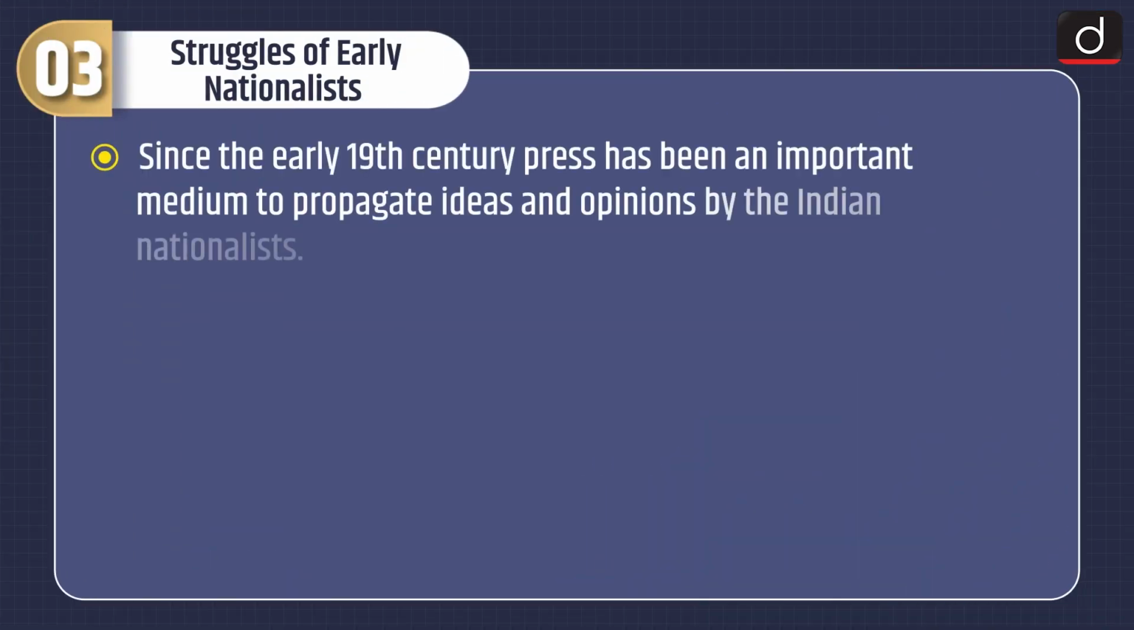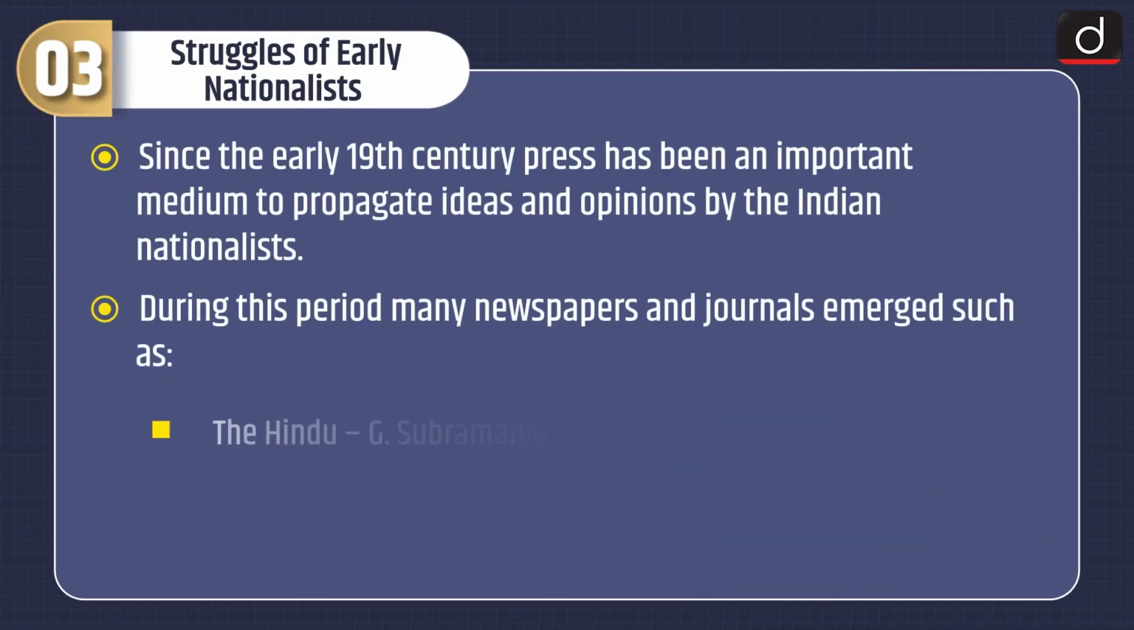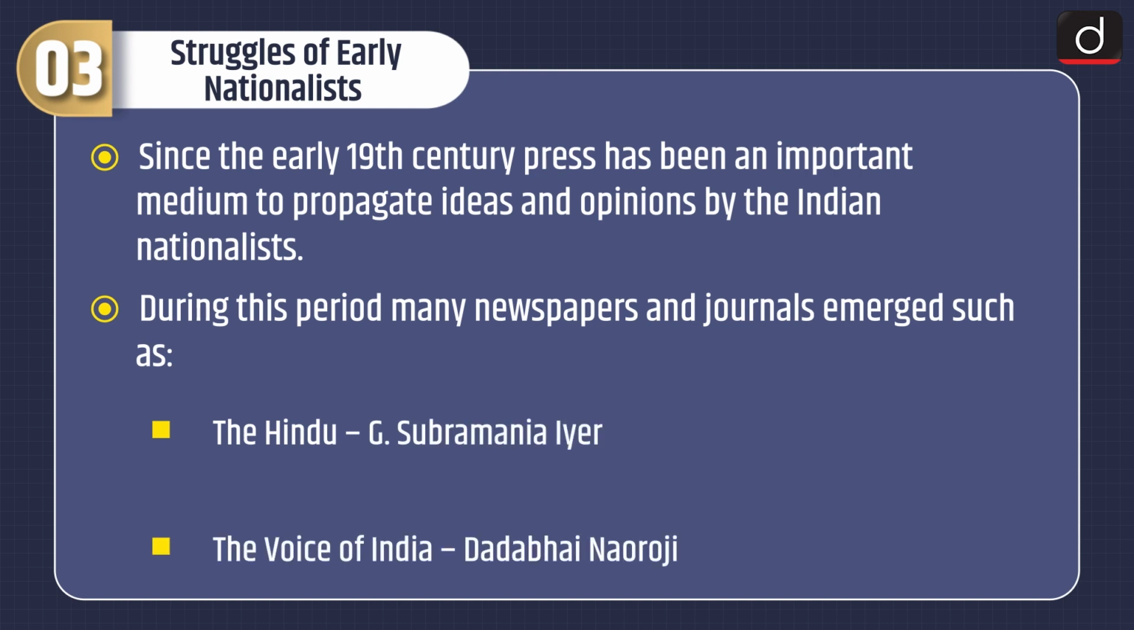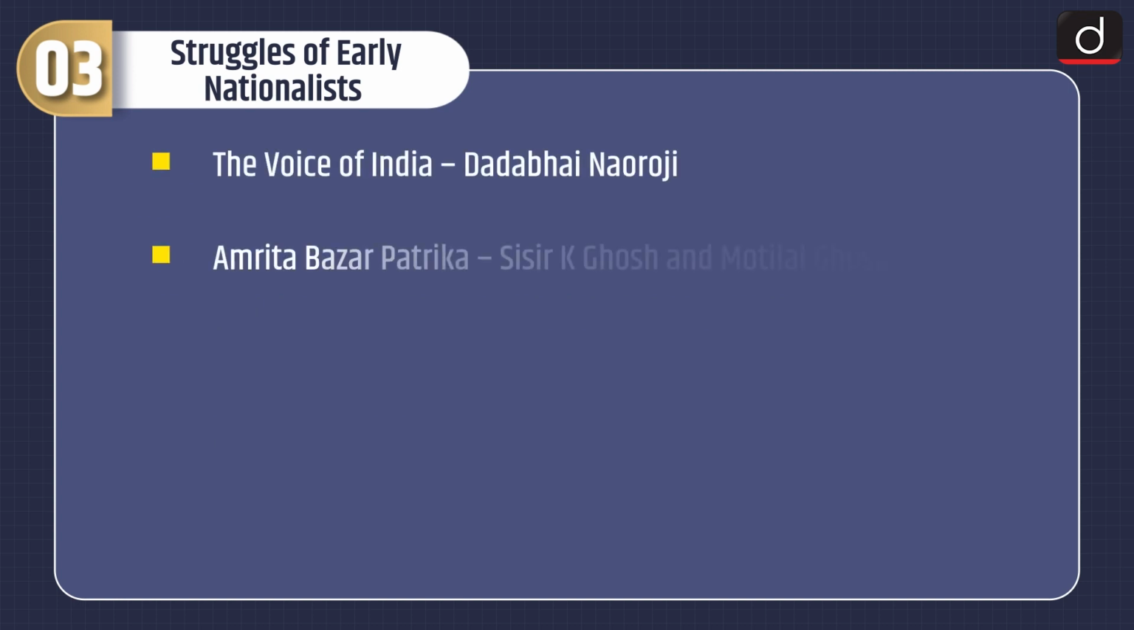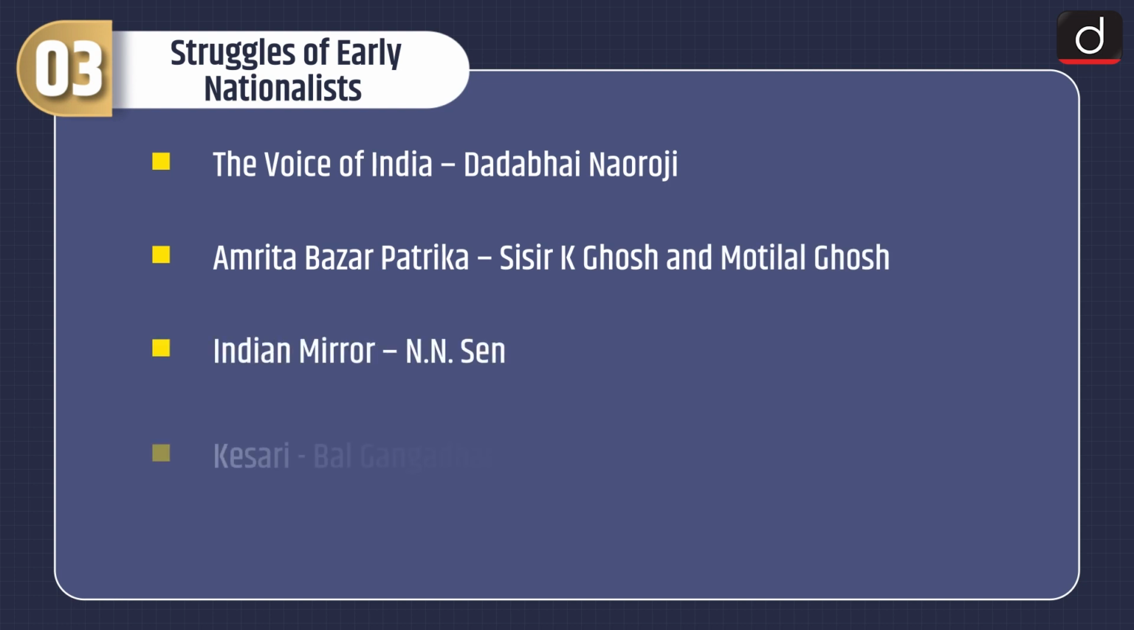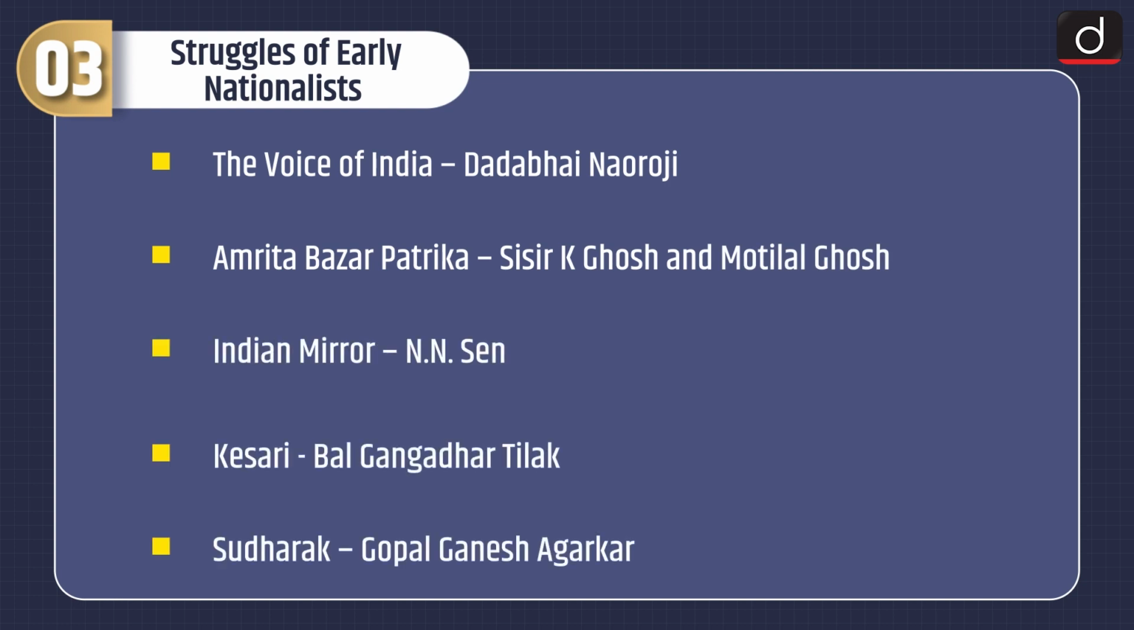Now let's discuss the struggles of early nationalists. Since the early 19th century, press has been an important medium to propagate ideas and opinions by the Indian nationalists. During this period, many newspapers and journals emerged such as The Hindu, The Voice of India, Amrita Bazar Patrika, Indian Mirror, Kesari by Bal Gangadhar Tilak and Sudharak by Gopal Ganesh Agarkar.